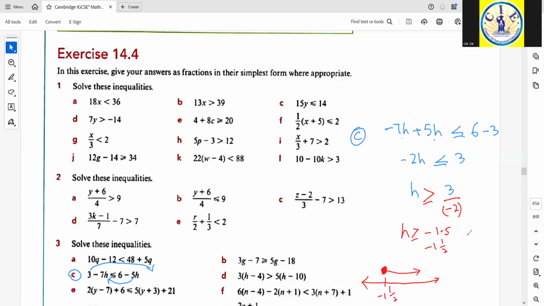Okay. Now you see, in this part there was direction of the inequality to be changing its direction. Okay. Because we have shifted this negative number to the other side of the inequality. That's why.